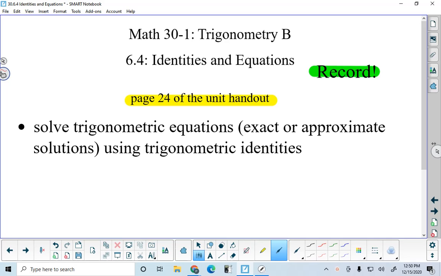And lesson 6.4 deals with identities and equations. We're going to be doing 2 lessons today. What you need in front of you for this is your unit circle and your formula sheet. And a lot of what we're doing today deals with solving equations.